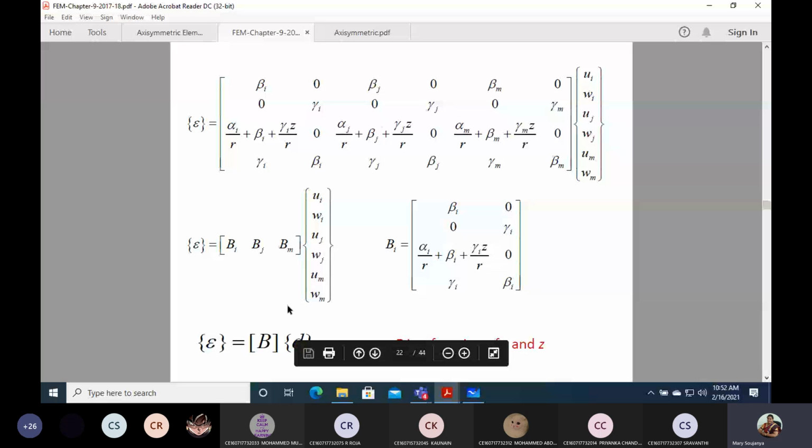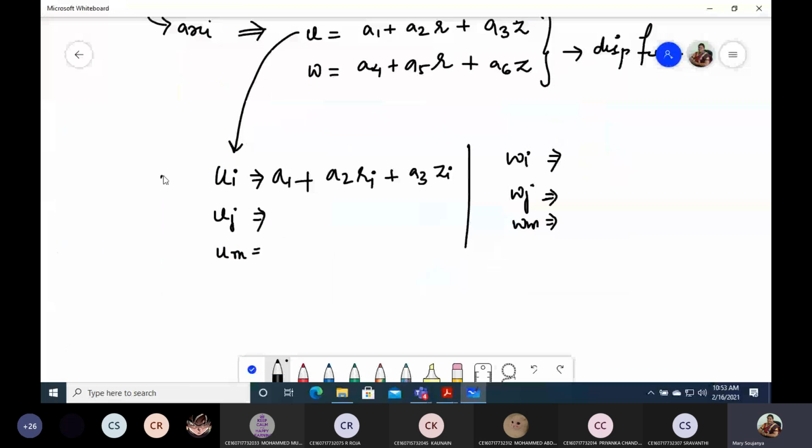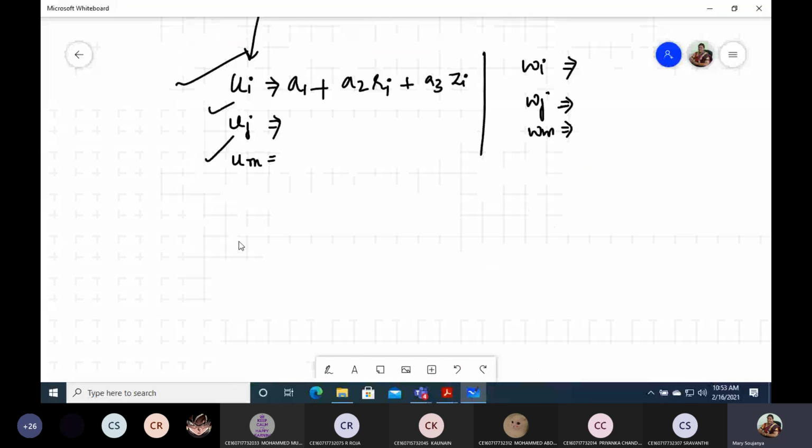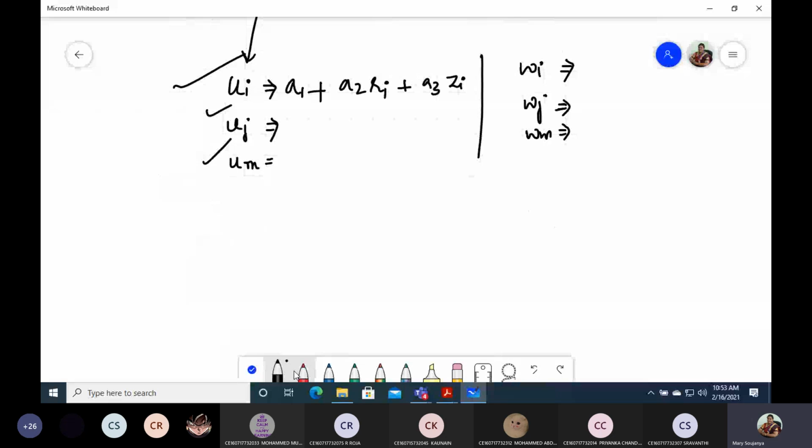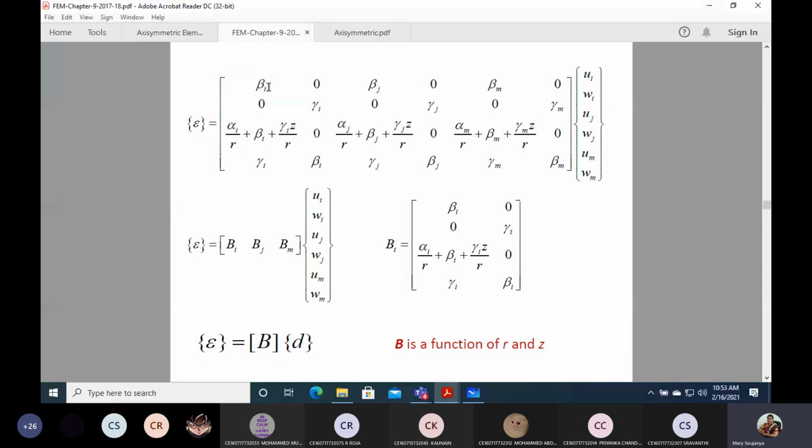We have the u equations here, ui, uj, um, and we know what epsilon r is. For example, it is dou u by dou r. So we have u equations for every component. It just has to be differentiated with respect to r. Wherever the r terms are there, the other terms will get eliminated. So we will reach a matrix like this.